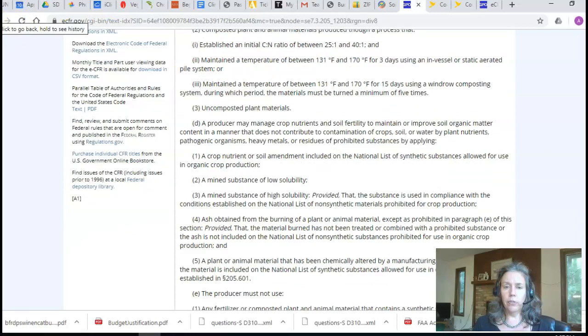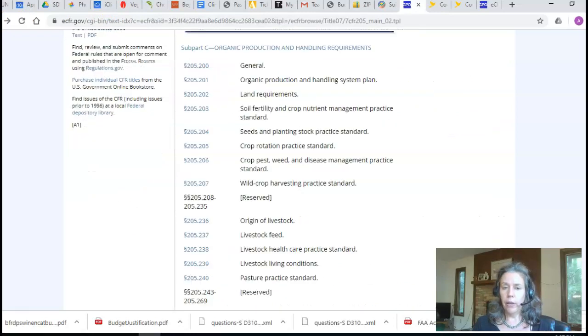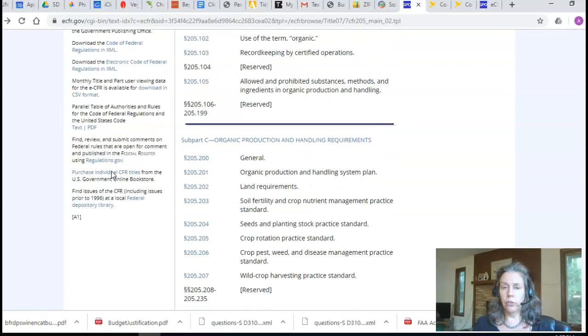So it's important to understand how these regulations are put together, and then be able to refer to them if you have questions about what counts as an organic practice or not. You don't have to depend on somebody else to tell you. I want you to learn how to go directly to the source.